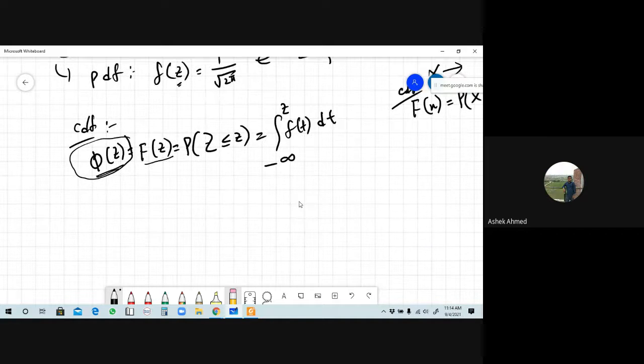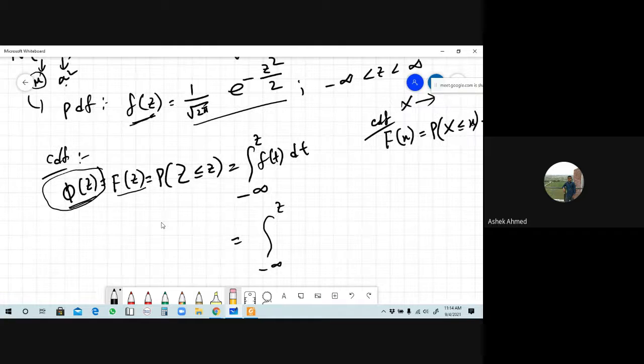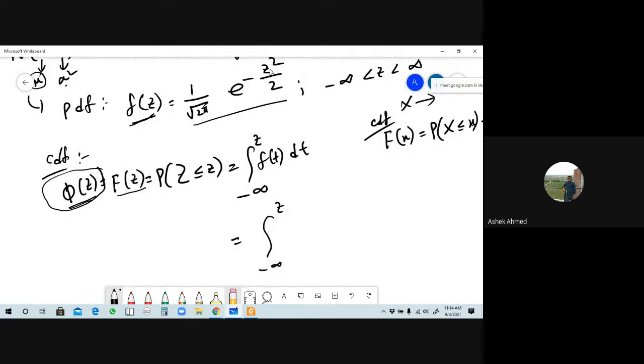The meaning is saying the values of phi of z is here. Tell me that will be কি হবে? Integration of minus infinity to z, and since we know that the values of f of z is this. Okay, 1 by root over 2 pi e to the power minus z square by 2.